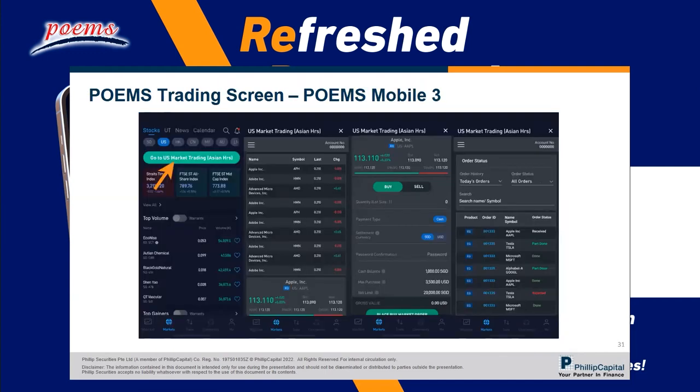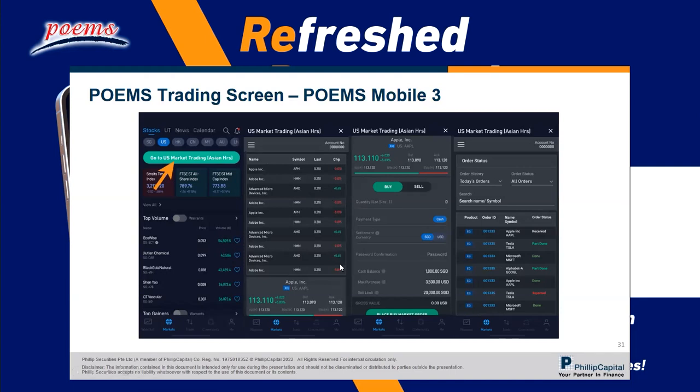Okay, so we will be going to the trading screen for Points Mobile 3. Basically, if you want to go for Points Mobile 3 for the US Asian hour, you need to first click on Stocks. Next will be US, and then you click on the arrow button that we see here, go to US market trading Asian hours. Then you'll be located to these pages.